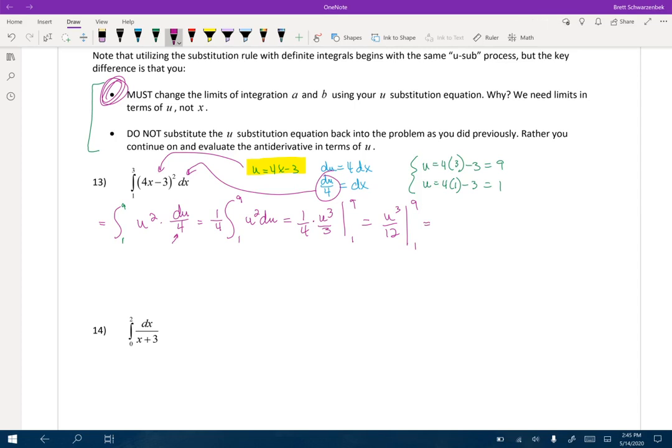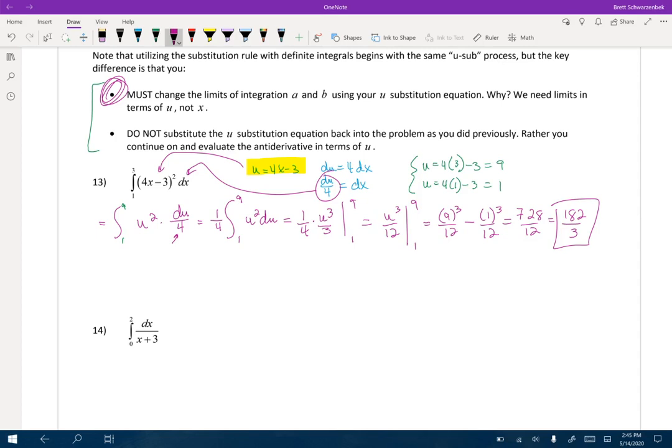So what do we get? We get 9 cubed over 12 minus 1 cubed over 12. That is going to give us, I think, 728 over 12 as a result, which reduces to about 182 over 3. Okay, so that would be the area under the curve 4x minus 3 quantity squared from 1 to 3 using the substitution method.